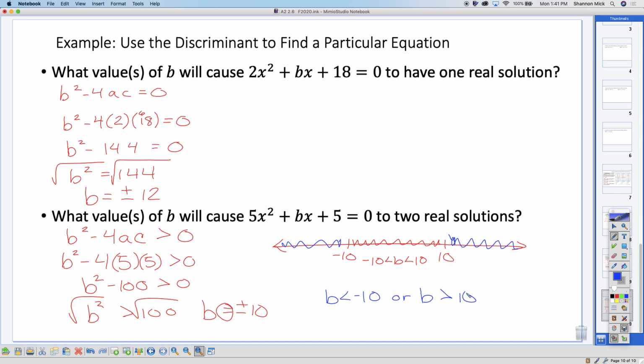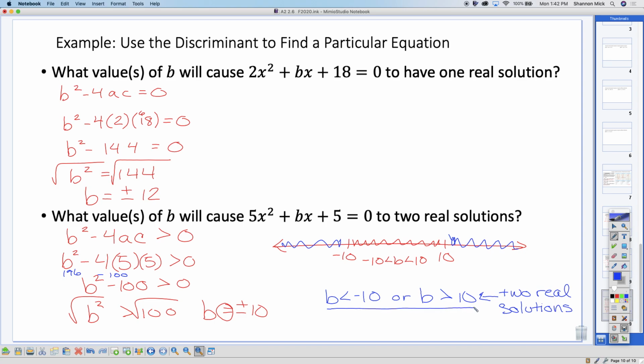196. Okay? You might want to choose 11. I hope you know 11 squared. Or 12. But you should know 14 squared is 196. Okay, so if I plug this in here, if I put 196 minus 100, is that greater than 0? Yes. So this right here would be my answer for two real solutions.